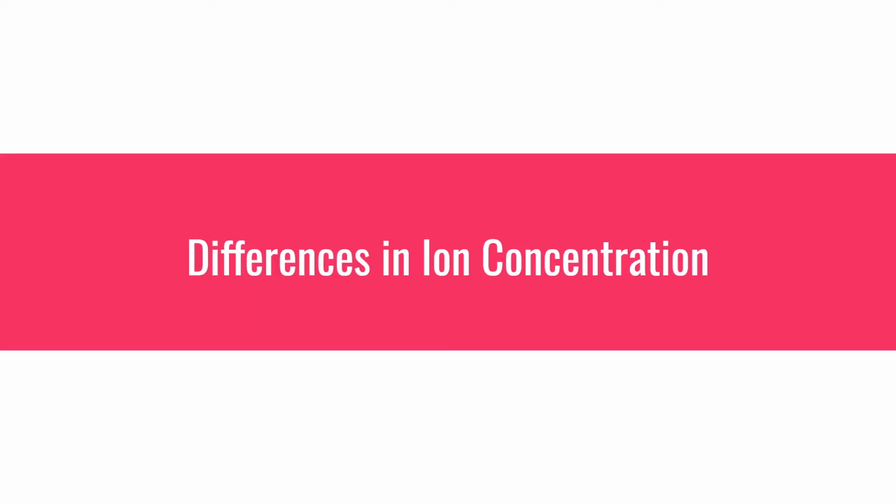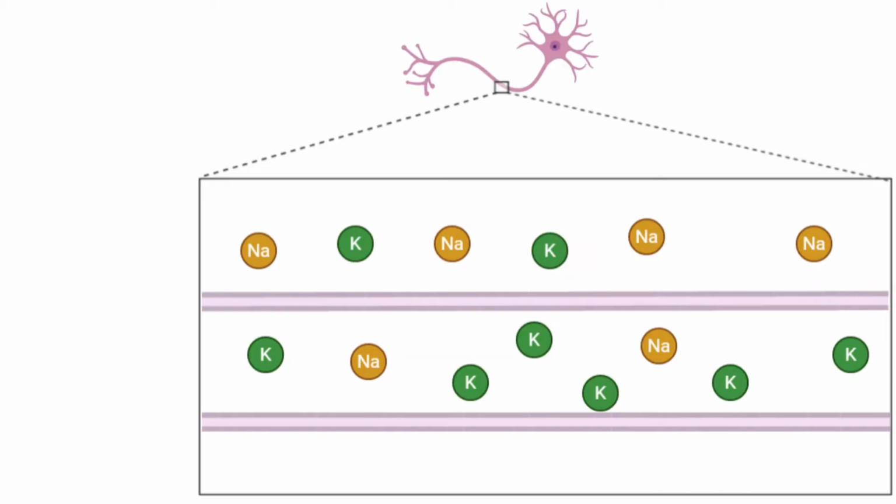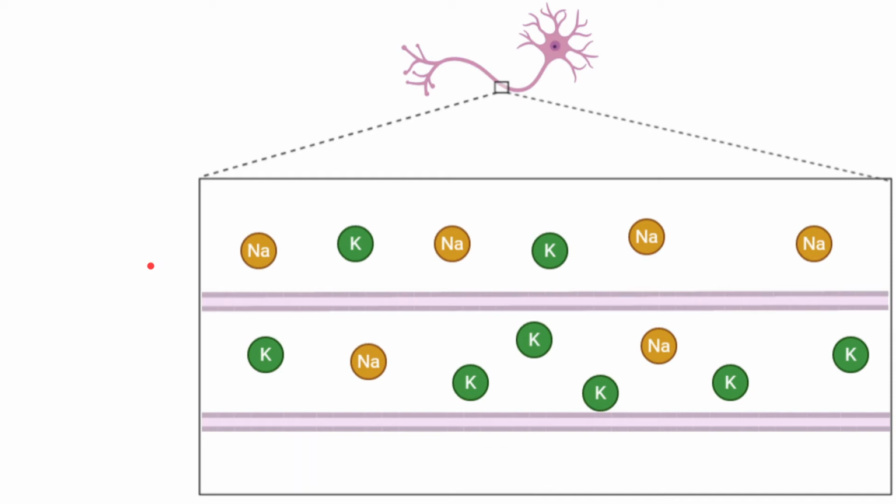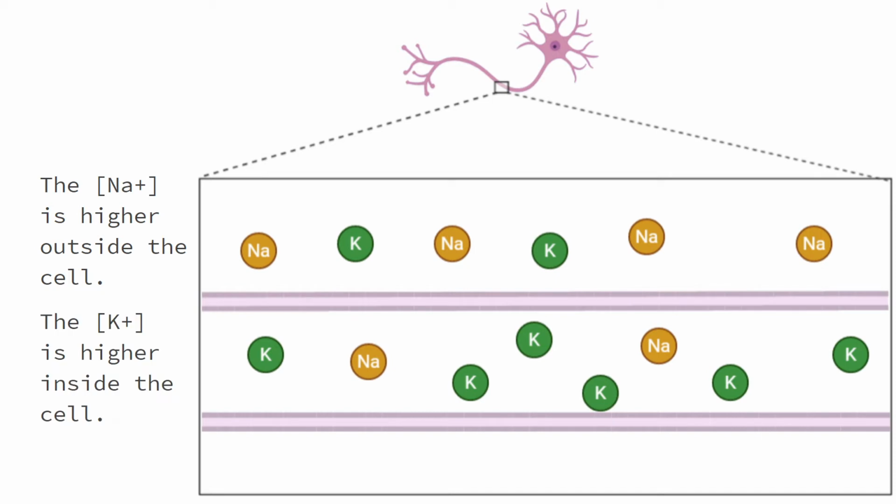Let's take a closer look at the ion concentrations. So here is our same neuron, but we're going to zoom in right there on the axon, and this is the cell membrane. Right here is inside the neuron, and right here is outside the neuron. So let's look at the ion concentrations, and what do you notice? The sodium concentration happens to be higher outside the cell, while the potassium concentration is higher inside the cell.